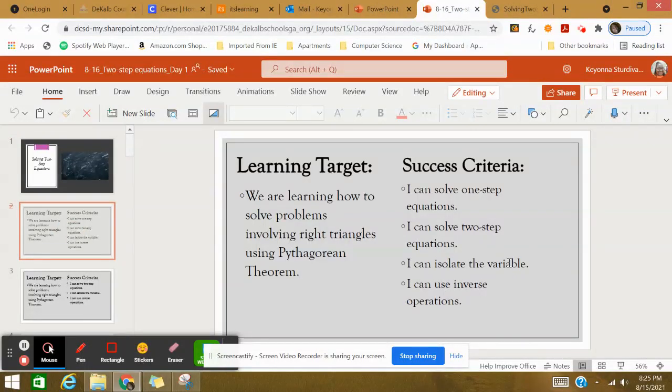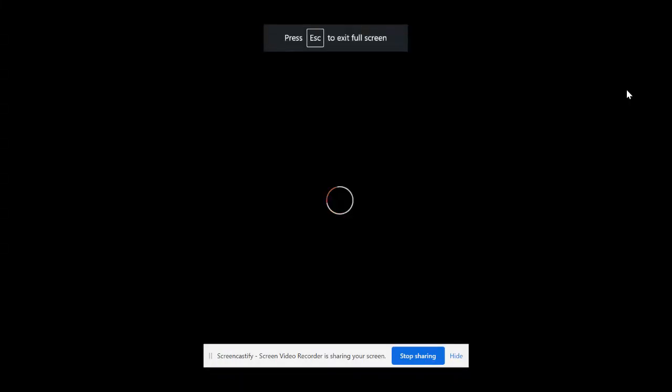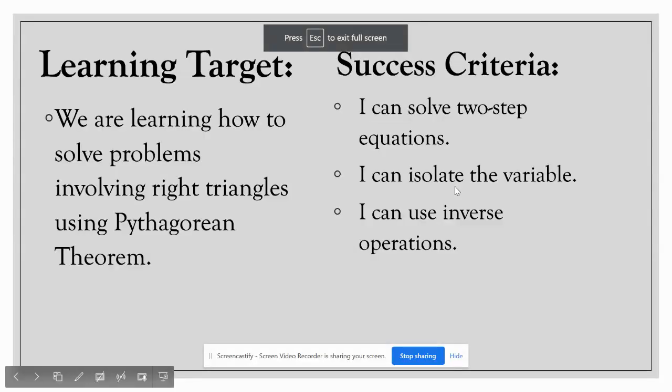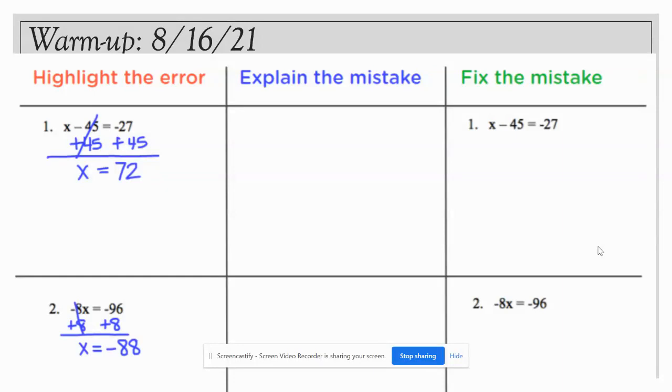So the learning target, this is the one from Tuesday, learning target success criteria from Tuesday. The one that you guys should be copying down today, the learning target has stayed the same. The success criteria is slightly different. So we are learning how to solve problems involving right triangles using Pythagorean theorem. And then our success criteria, hold on one second, I just want to blow it up. All right, success criteria is I can solve two-step equations, I can isolate the variable, and I can use the inverse operations.